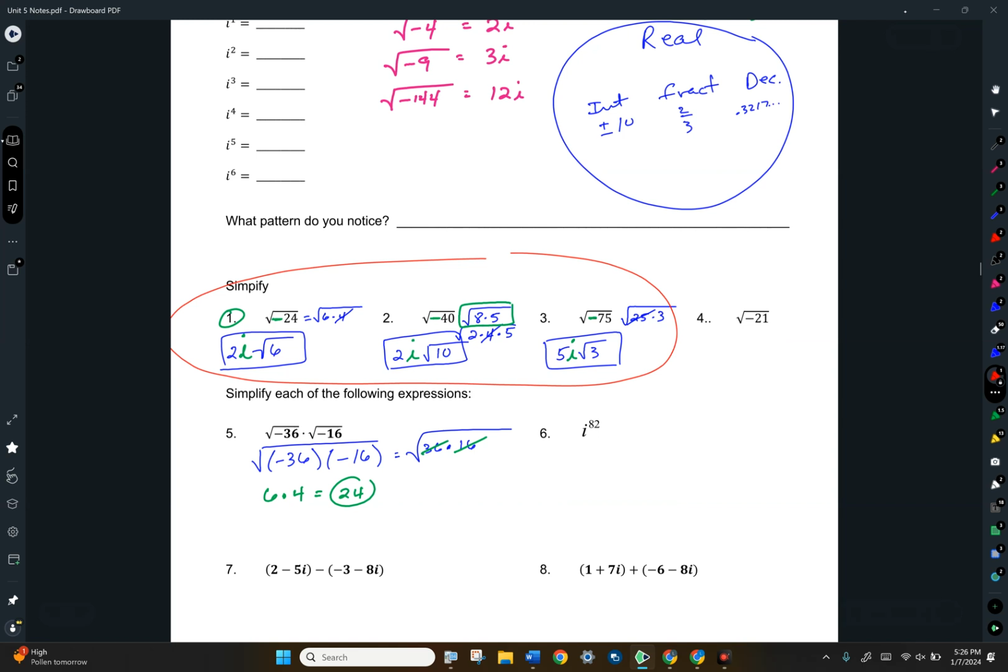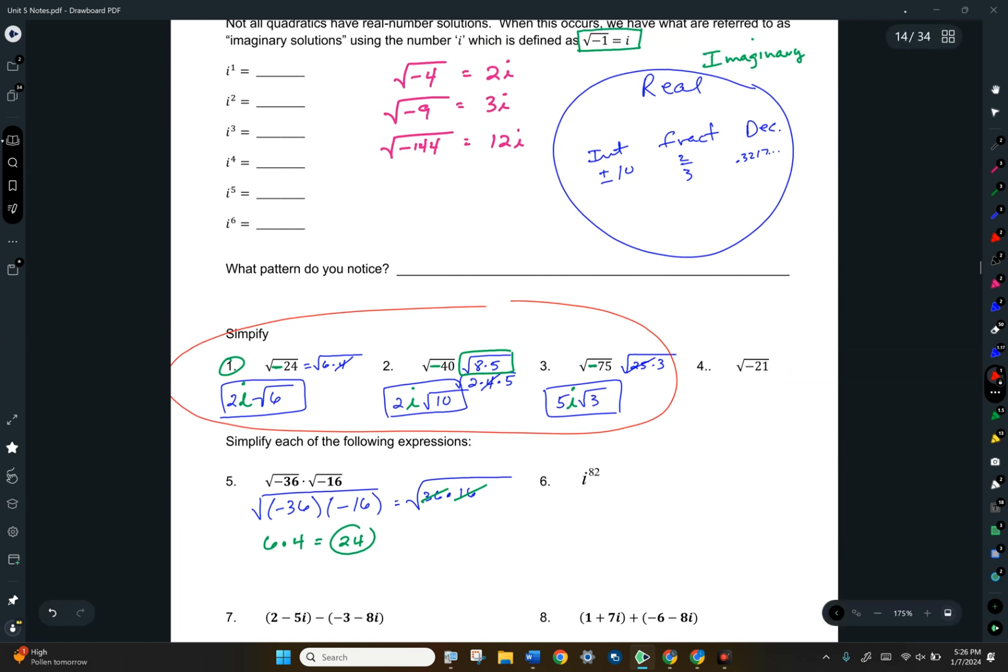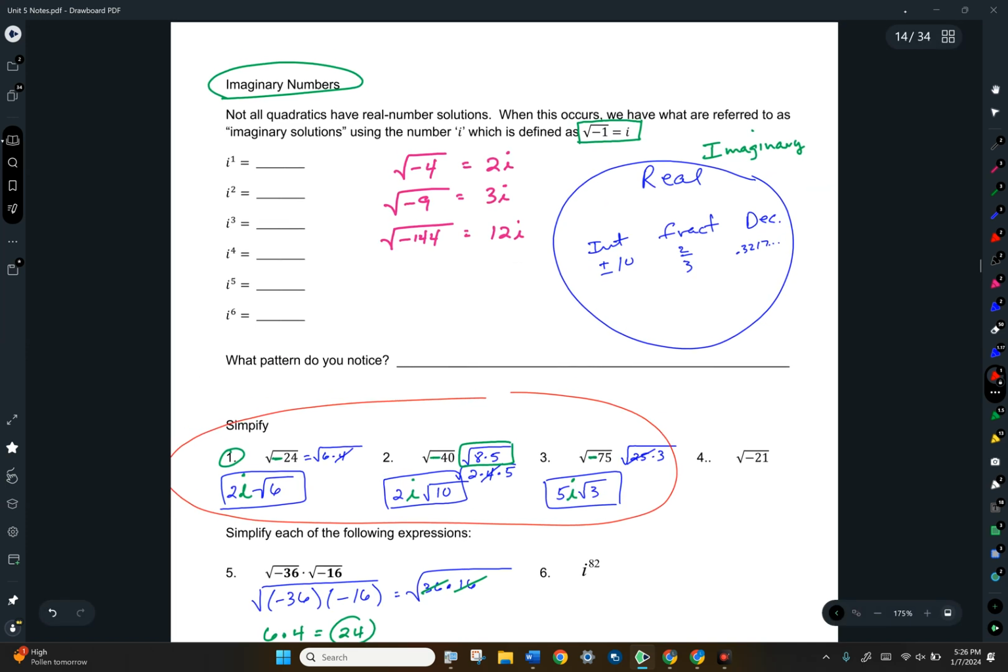So since it's just i or not, then we need to think about how are we going to replace an i to the 82nd, or an i squared, or an i cubed, so that we don't have a higher exponent for i. So look up here at the top. So we said that i to the first, that's just the same as i, and the definition is that it's the square root of -1.